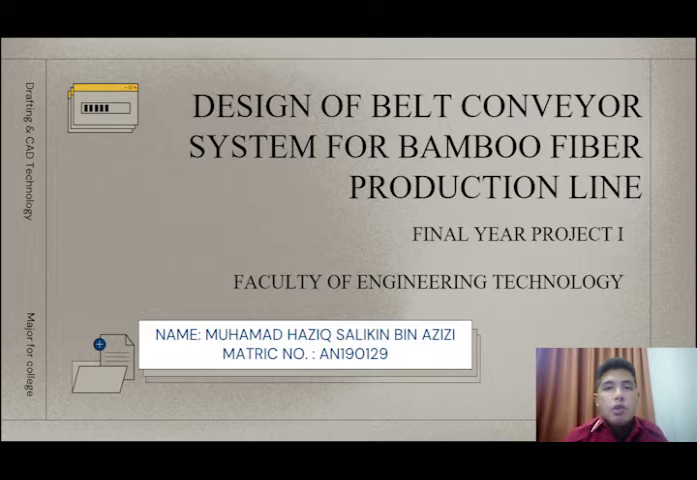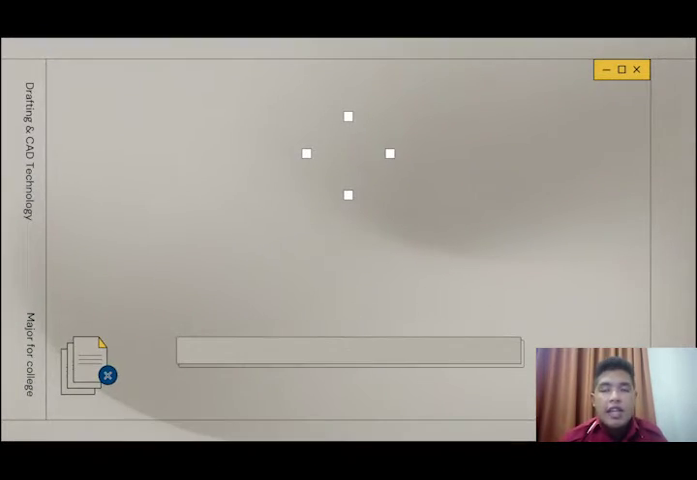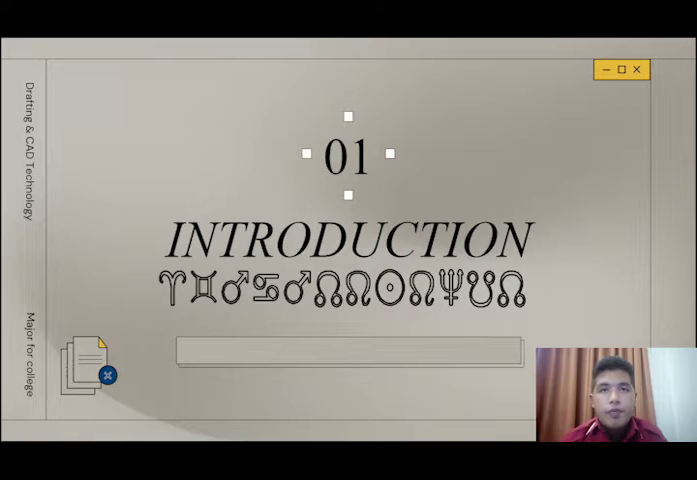So today I'm going to present my presentation for my final year project 1, and the title for my final year project is Design of Belt Conveyor System for Bamboo Fiber Production Line. So first of all, Chapter 1, Introduction.